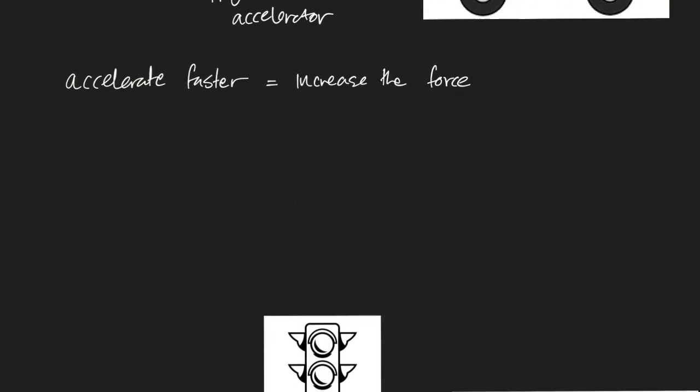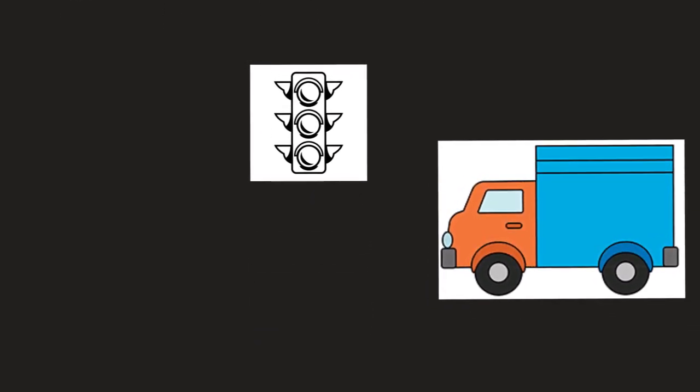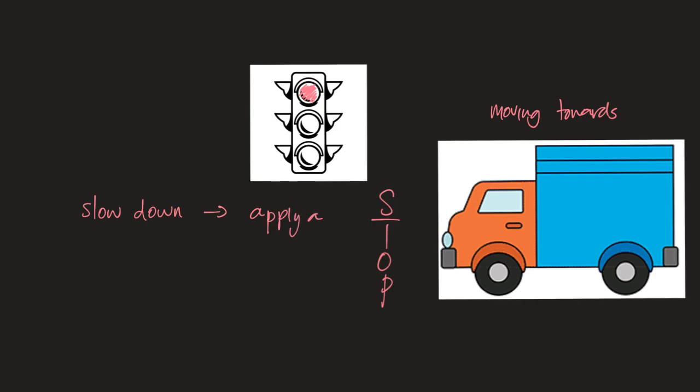Essentially, if I look at the same kind of setup, except this time my truck is coming to the traffic light, so it's moving towards the traffic light. When it gets to the traffic light, it needs to stop. So now the driver has to slow down, and the only way to slow down is to apply a force to the brake.